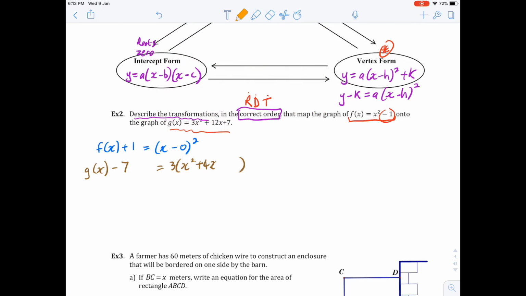Complete the square there, so that's going to be a plus 4 over here and a plus 12 on the left hand side, to account for the fact that adding 4 on the right inside the parentheses is in fact adding 12 to the overall equation. And so now I have g of x plus 5 is equal to 3 times x plus 2 all squared.